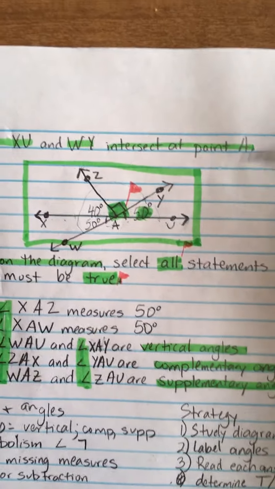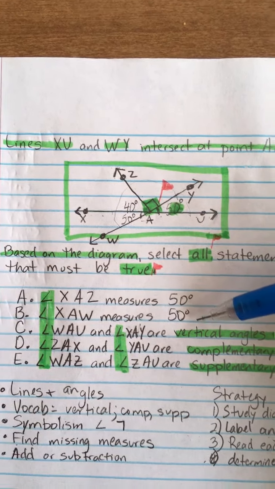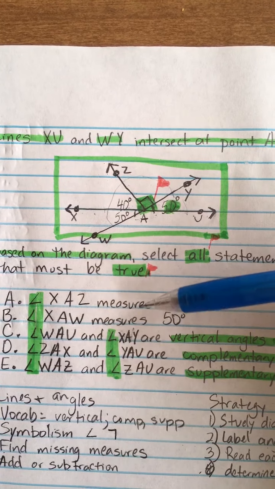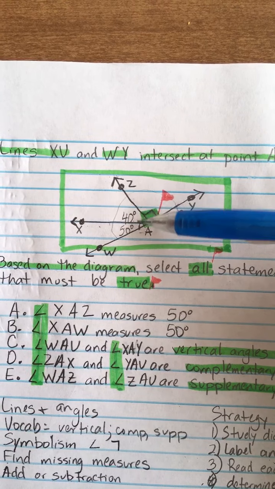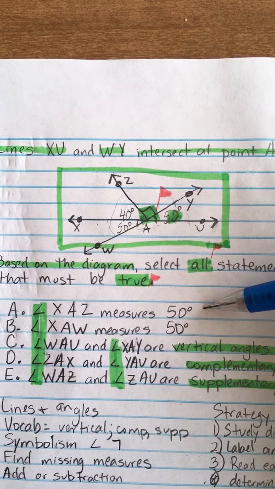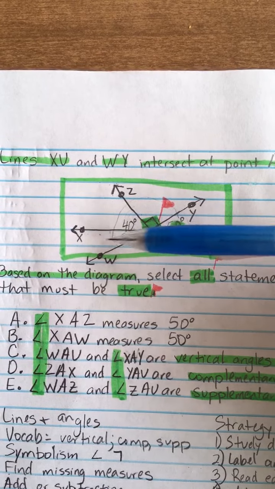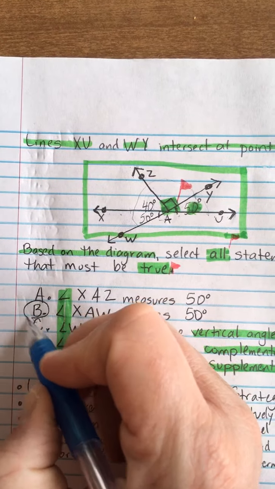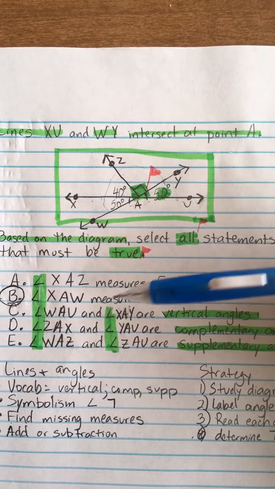Now I'm going to read each answer choice and compare it with the true statements and see if they're true. Angle XAZ measures 50 degrees. XAZ, we said that was 40 degrees, so that is not a true statement. Angle XAW measures 50 degrees. XAW, we did say that measured 50 degrees, so we would say that B is one of our answers.